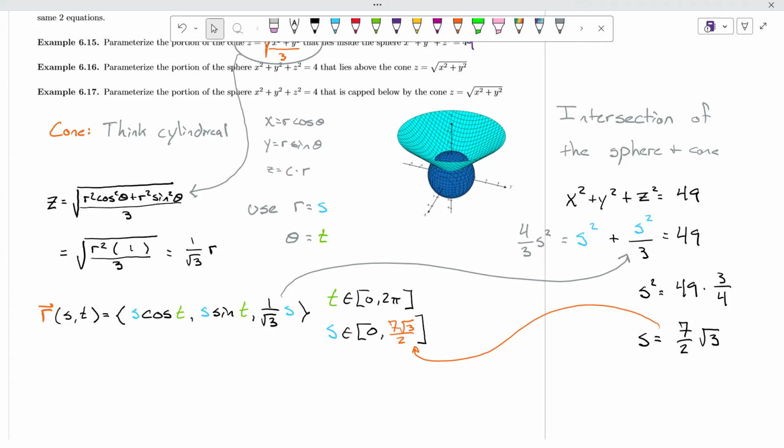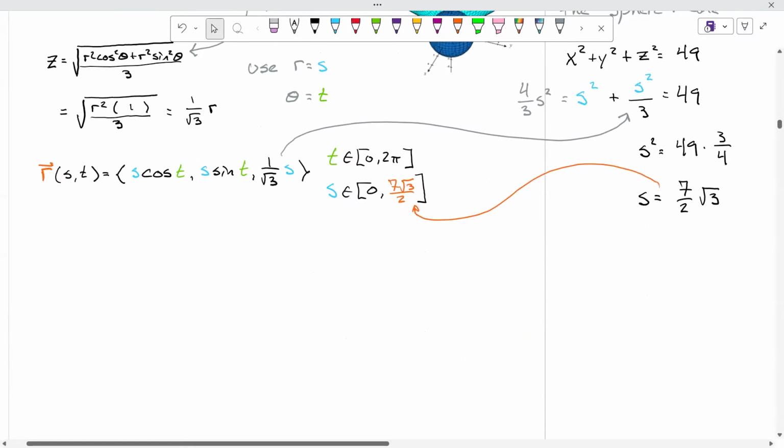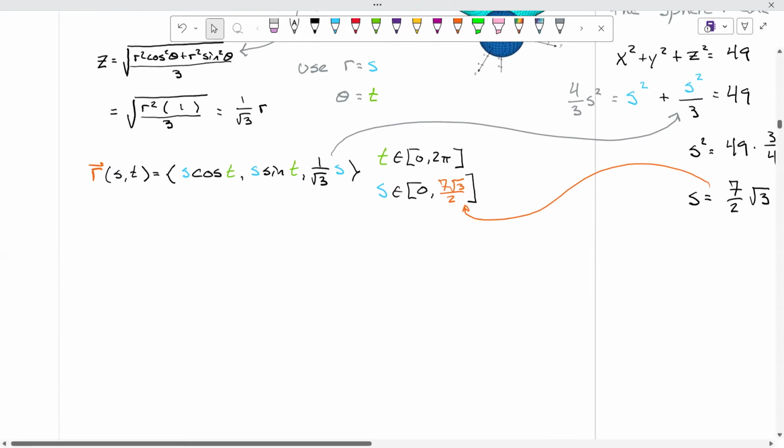Ooh, okay, we are into class time. Okay, so we got the cone done. Let's go do the sphere.